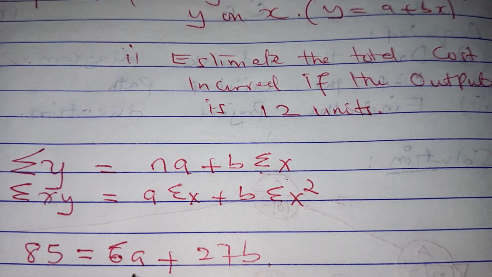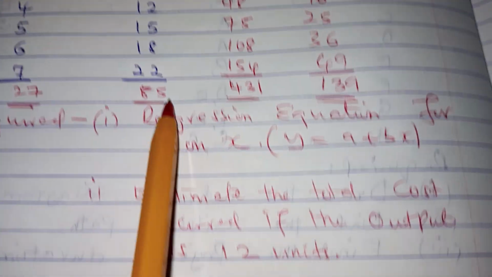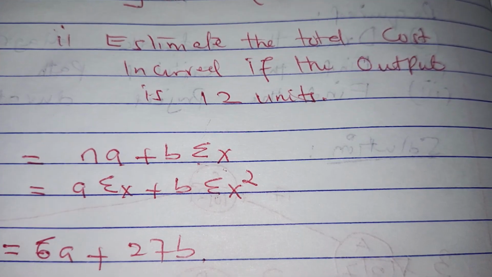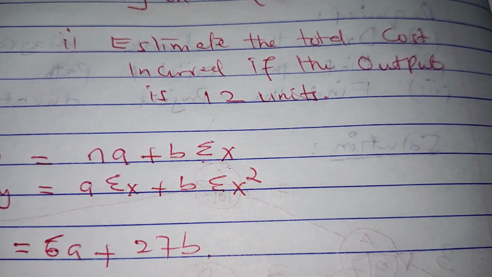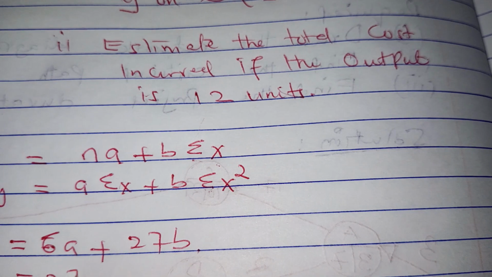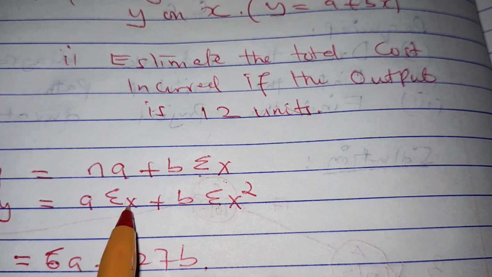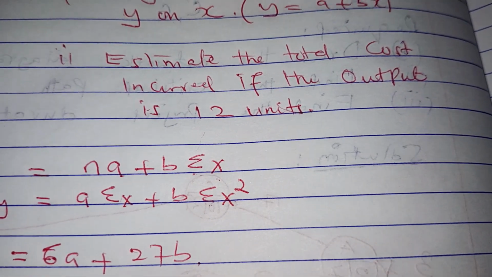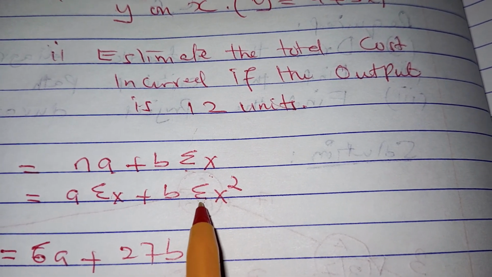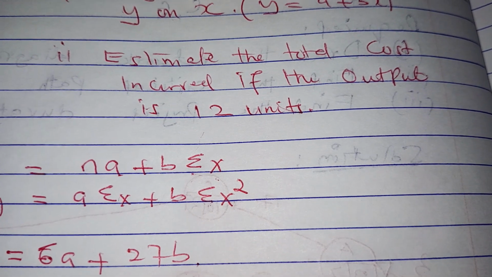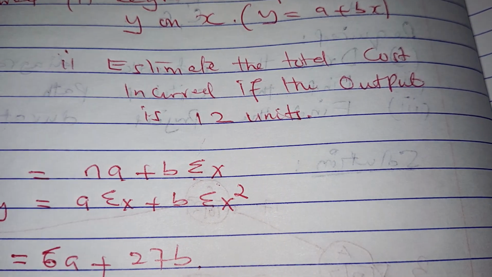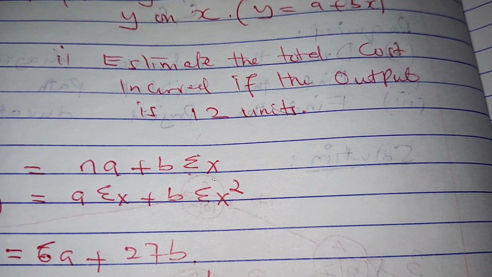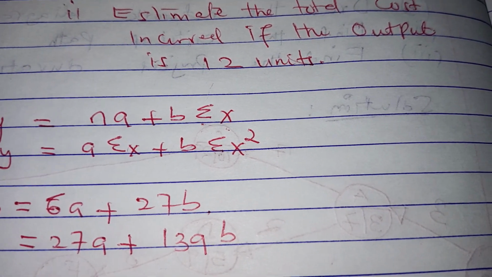The second equation has summation xy. You can see summation xy is 431. So we shall have 431 equal to 27a, since summation x is 27, and then you add b times summation x squared. Summation x squared is 139, so that becomes 139b.